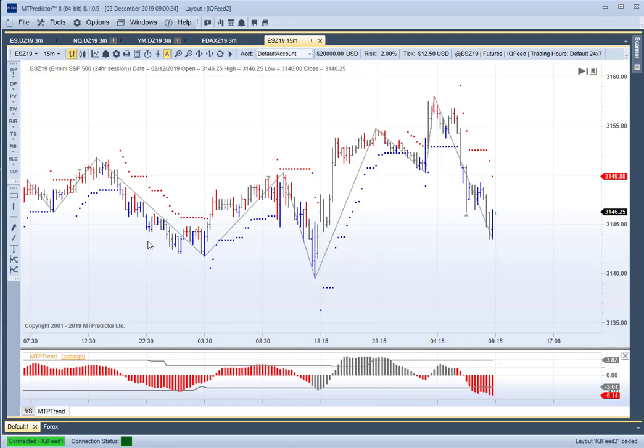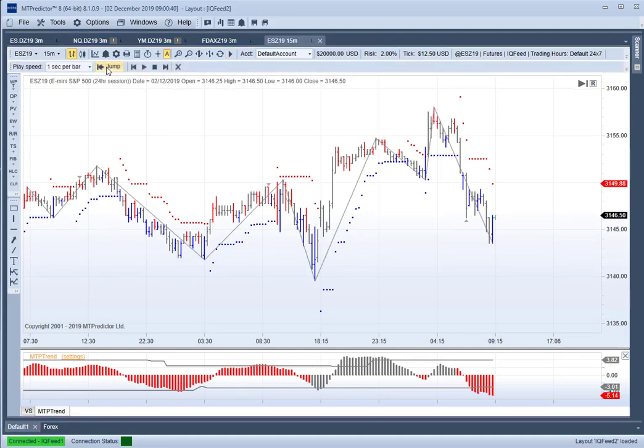Now remember, with MTPredictor we use our multi-time frame approach because we know that markets go in cycles. We don't want to trade markets all the time because half the time they're basically random and you can't discern the pattern. So of course the question is, how can you decide when the market is in a clear pattern? Well, for this we use our higher time frame DP.